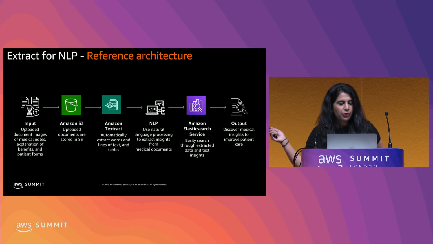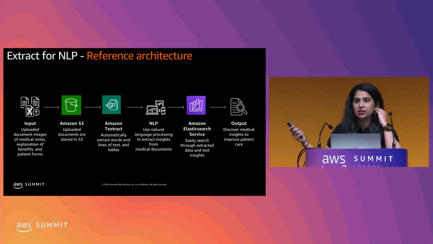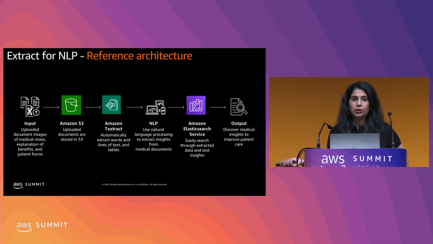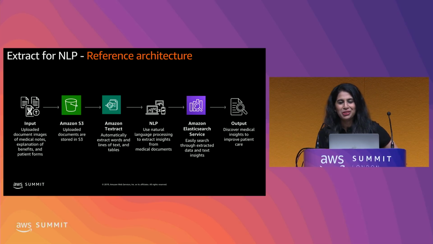So you have your input and you upload your documents to Amazon S3, which is the Simple Storage Service. You send them to Textract and run them through NLP to extract.